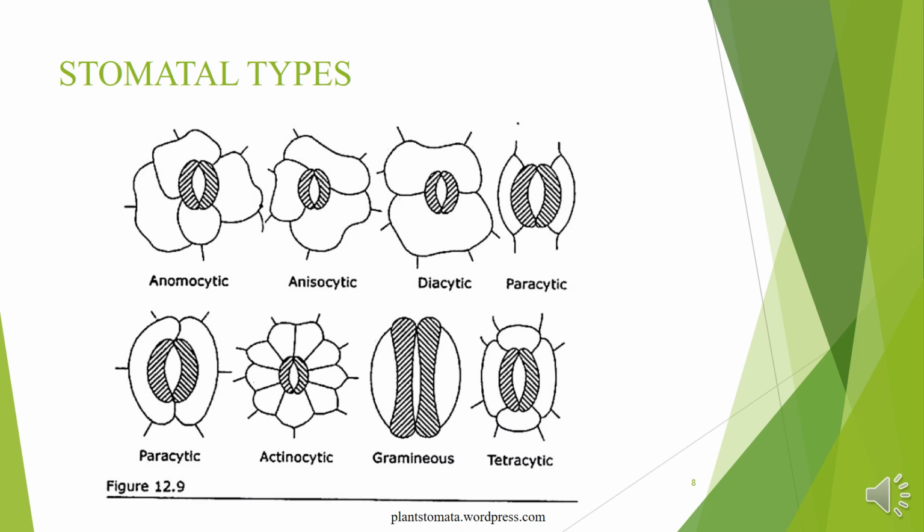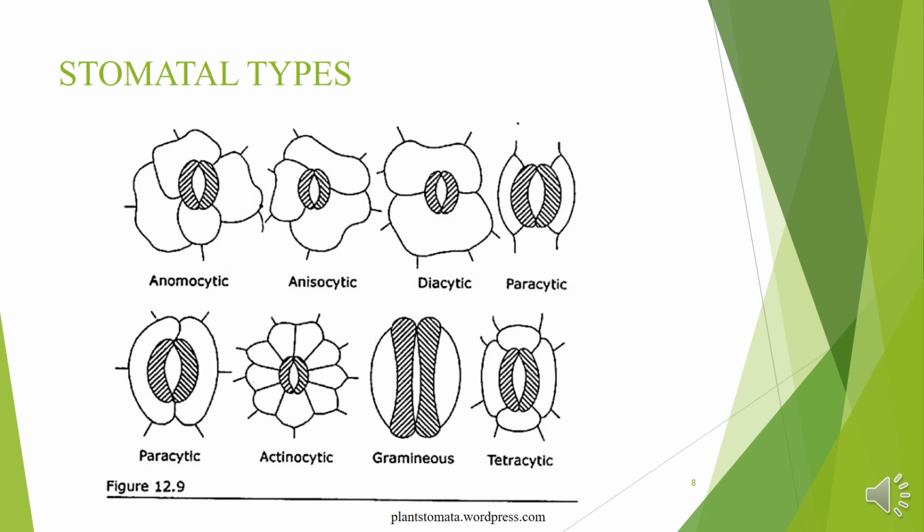For the paracytic type, you'll find out that the stoma is surrounded by 2 subsidiary cells which have their line of axis parallel to the stomatal pore. So you see that the stomatal pore and their line of axis are parallel. That helps you to identify which type of stomata it is, that it is the paracytic stomata.